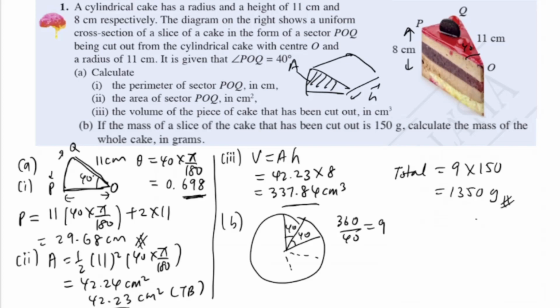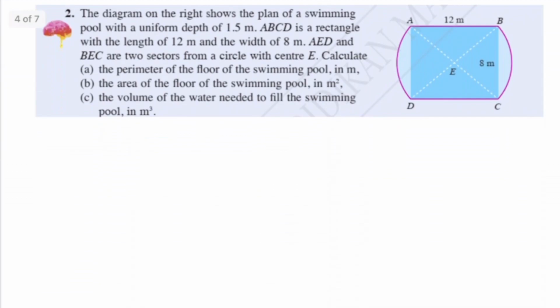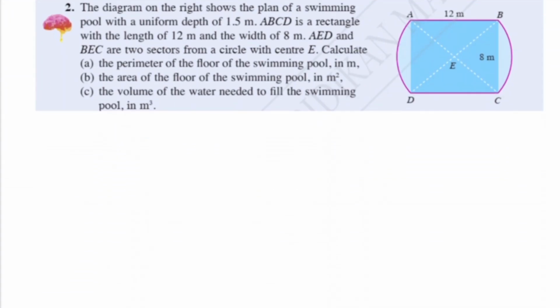Let's move on to question number 2. The diagram shows the plan of a swimming pool with a uniform depth of 1.5 meter. ABCD is a rectangle. The length is 12 meter, width is 8 meter. BEC are two sectors. I hope this is clear. I can just draw from here. I would extend this line over here. I know this will be 6.